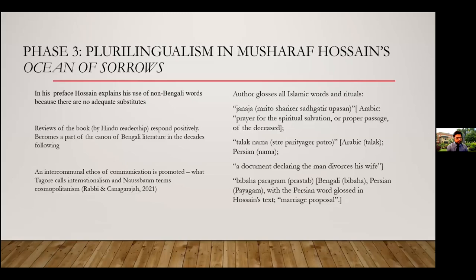So this sort of communication and ethos is well perceived by Hindus, because the reviews of the book are relatively positive, and within a decade or two, Ocean of Sorrows becomes part of the canon of Indian literature within a few decades. Notably, it is the only Muslim writer who writes a novel and it becomes part of the Bengali Renaissance canon. Everyone else continues to be Hindu till the second half of the 20th century.